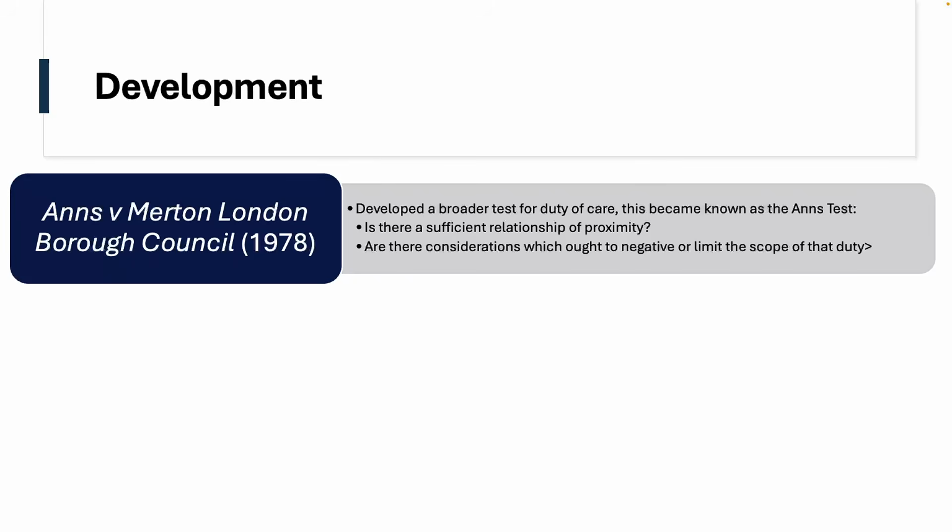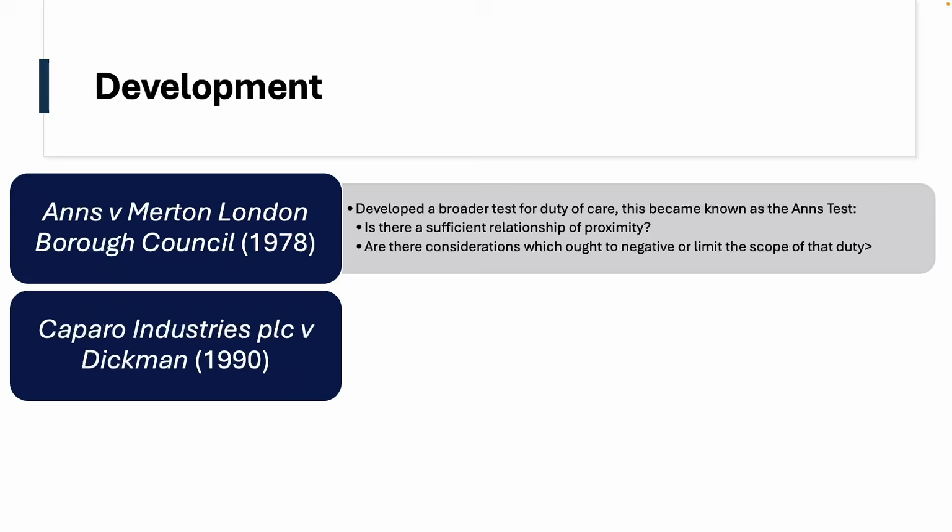And then the second part is, are there considerations which ought to negative or limit the scope of this duty, i.e. are there potentially policy reasons for limiting the scope of the duty? Now, this was a test that is ultimately partly overruled, mainly because of its broad scope, and is replaced by a more refined formulation in 1990 with the case of Caparo Industries and Dickman.